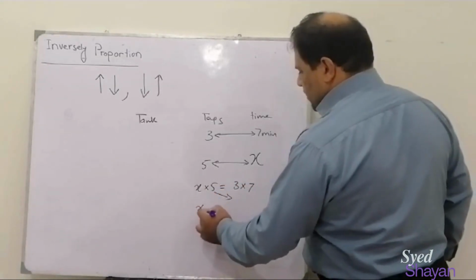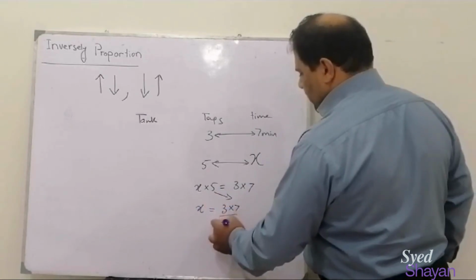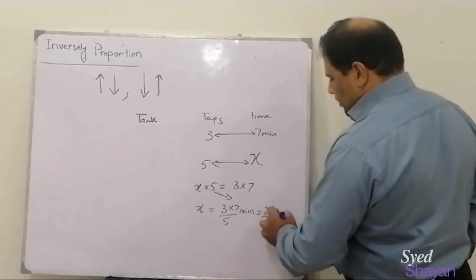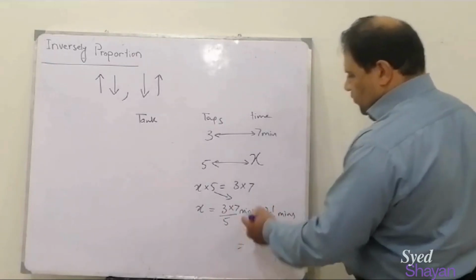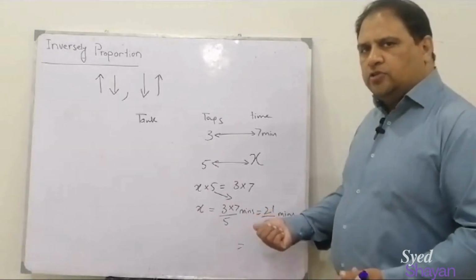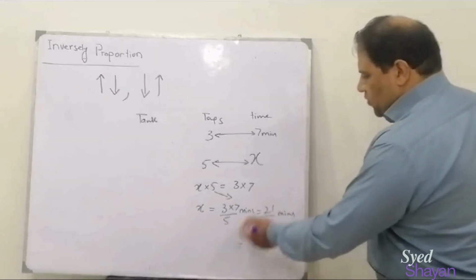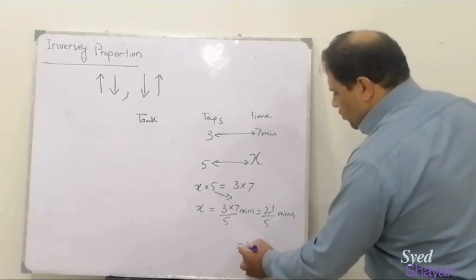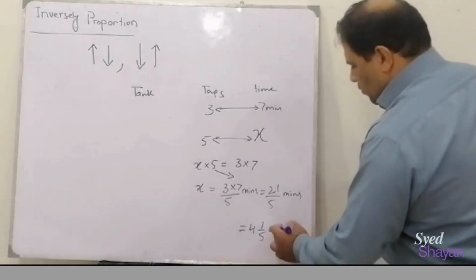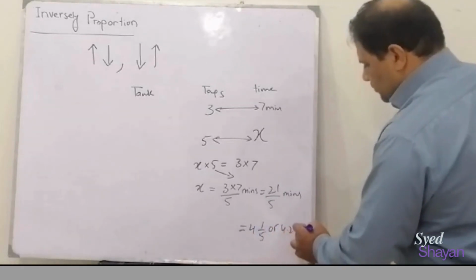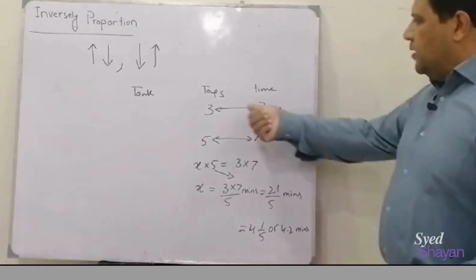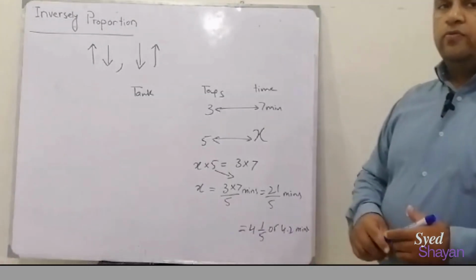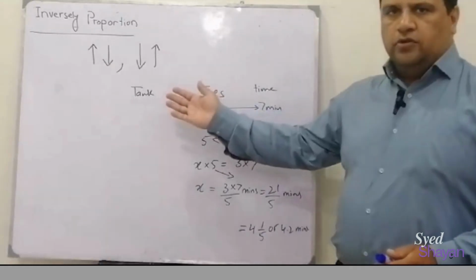5 will move to the other side. This is 3 multiplied by 7 over 5. These are minutes. This is 21 over 5 minutes. You can write the answer as a mixed number or in decimal as well. If we convert into a mixed number, you all know how to convert, this will be 4 whole number 1 by 5, or 4.2 minutes. Now if you observe the question, with 3 taps it is 7 minutes and with 5 taps it will take 4.2 minutes. So this is one example for inversely proportion.